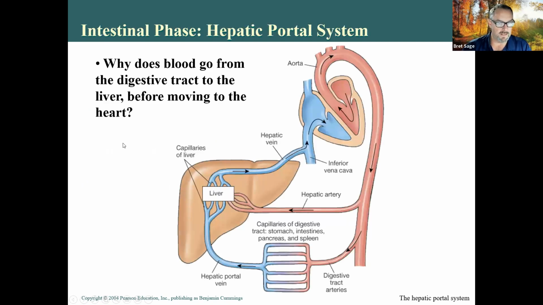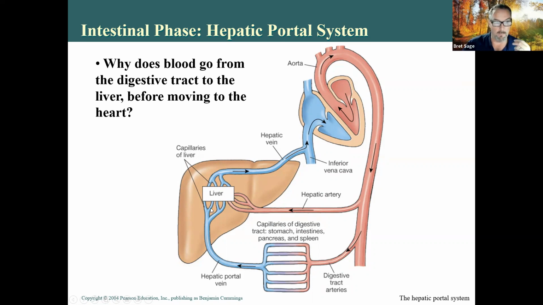Why does the blood go from the digestive tract to the liver before moving to the heart? Well, the way that that works is here's the blood going from your abdominal aorta through your digestive tract. It's going to be picking up food as well as giving up oxygen. Now, instead of the blood going directly back to the heart, which is the normal way, it goes to the liver. Now, why does the liver take it first?